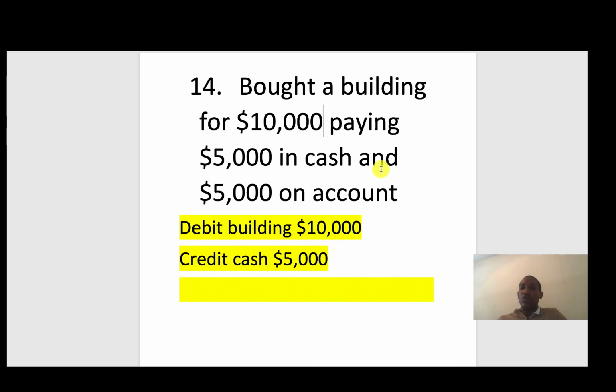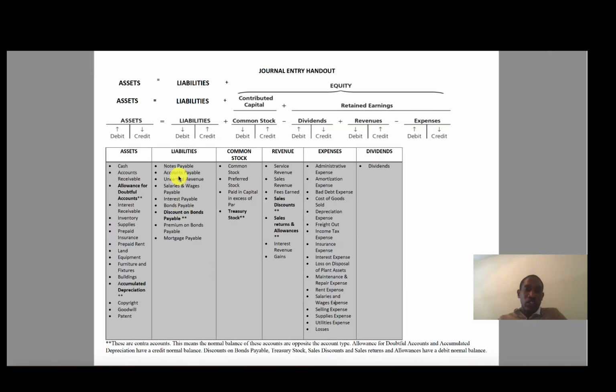Where's the other 5,000? Well, I paid 5,000 in cash and I gave an IOU. What account is an IOU? It's accounts payable, and it has to be a credit because we've got to have $10,000 on the credit side, right? So this is going to be credit accounts payable for 5,000. So even if you didn't know to go here and say accounts payable is going up, I'm going to credit it.